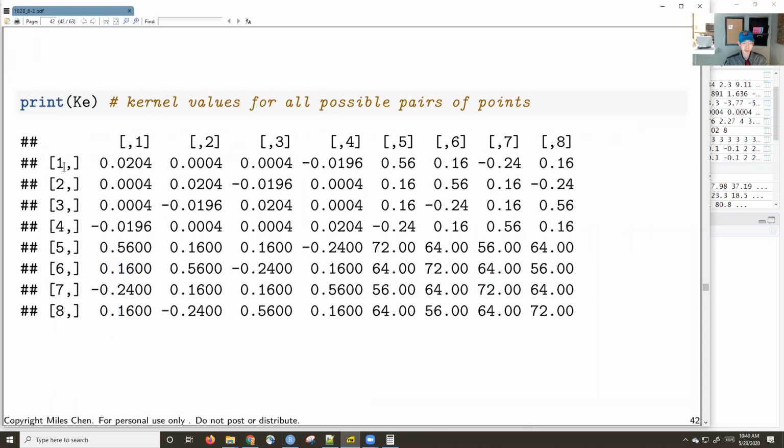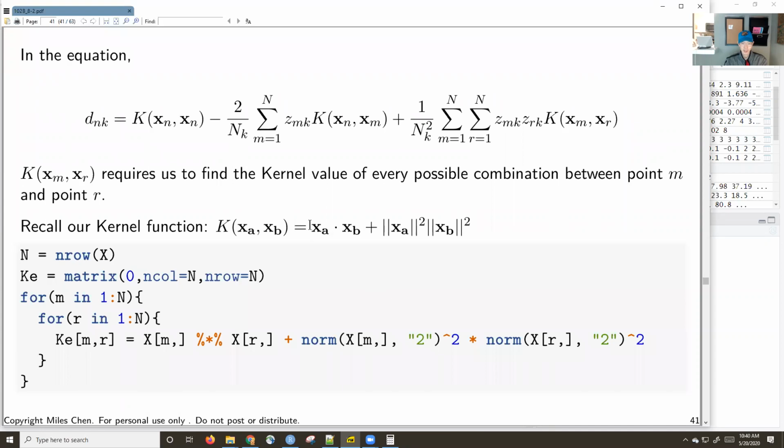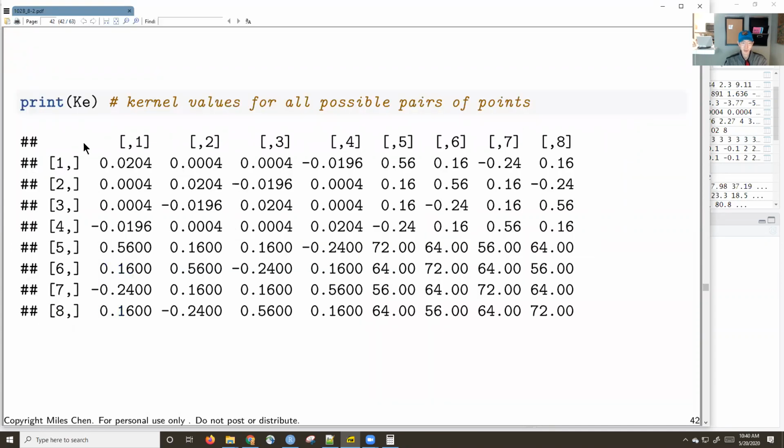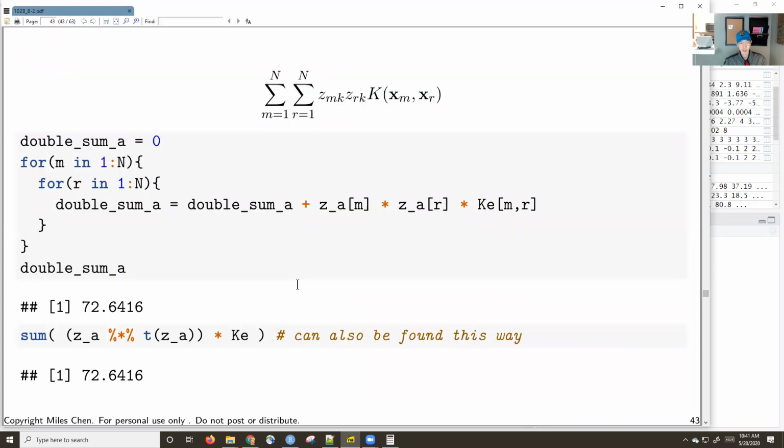Which is basically going to be the product of this kernelized distance, and I'm going to find this for every single possible combination. I've got 8 values in X and I have to cross them with every other value here, and so I just get this big matrix. And then we're going to calculate the double sum.